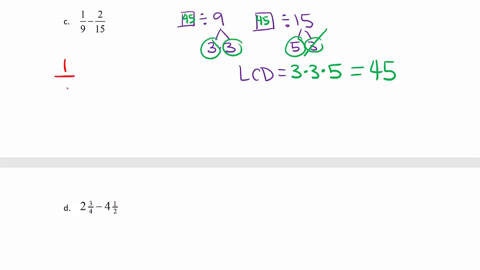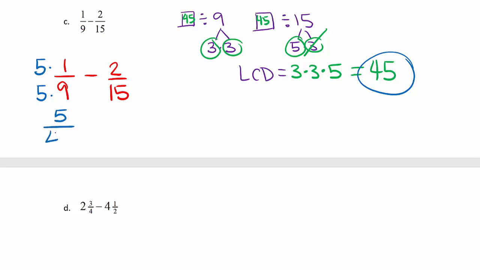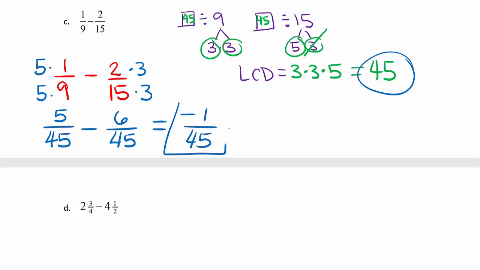Okay, so then I have 1/9 minus 2/15. If I want to turn a 9 into a 45, I have to multiply by 5. And I have to do that to the top and the bottom. That gives me 5/45. And then to turn a 15 into a 45, I have to multiply by 3. That would be 6/45. And now that the denominator is the same, I can subtract the numerators. 5 minus 6 is -1. Denominator stays the same.